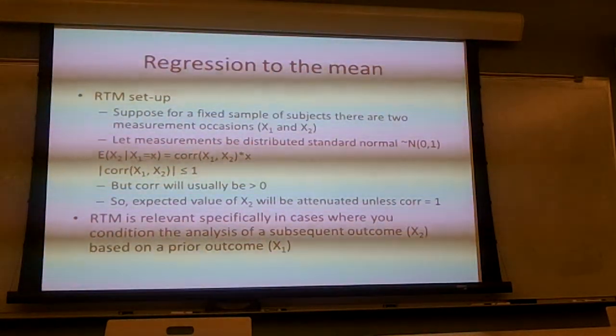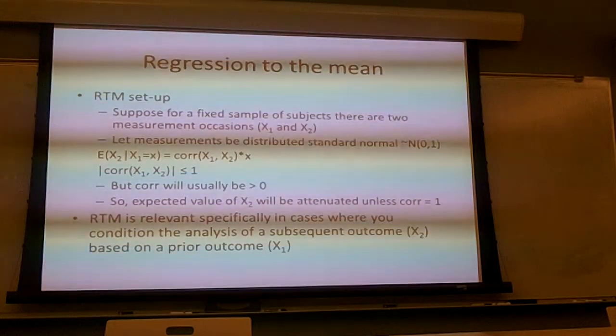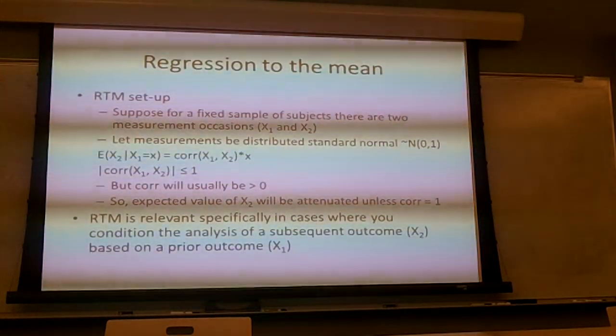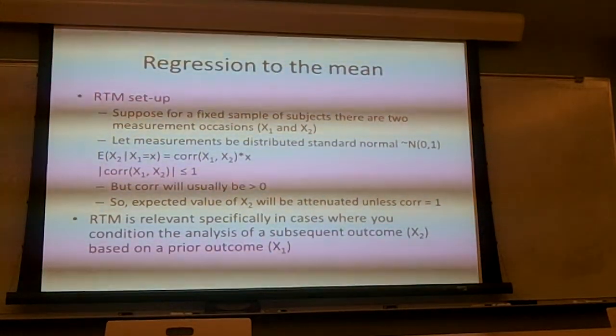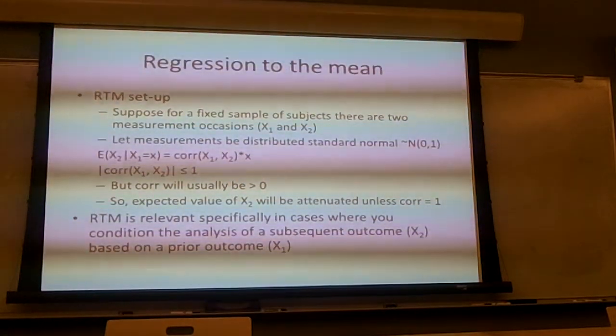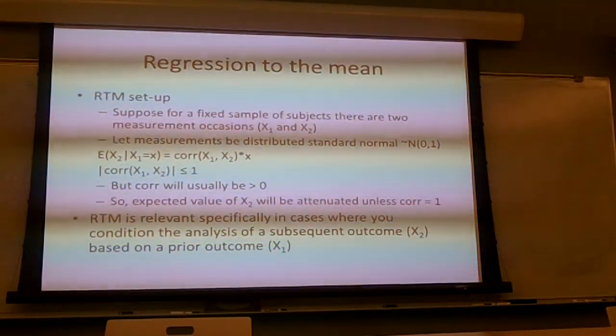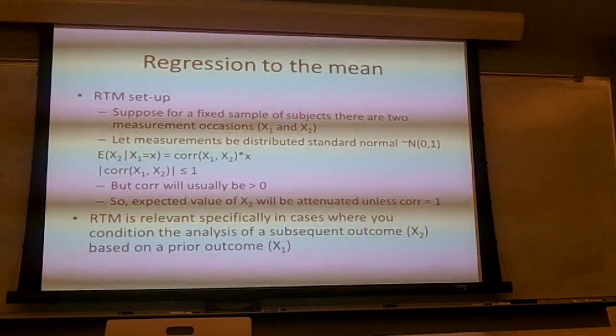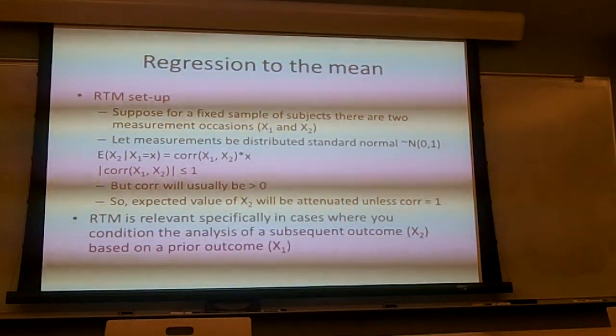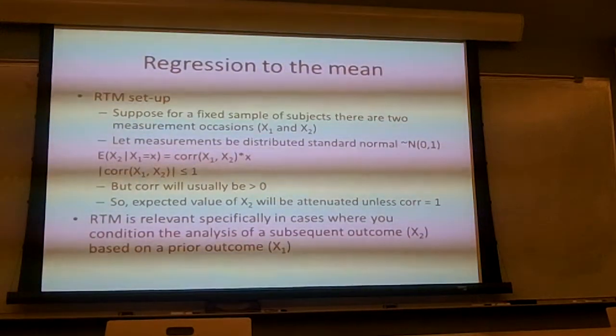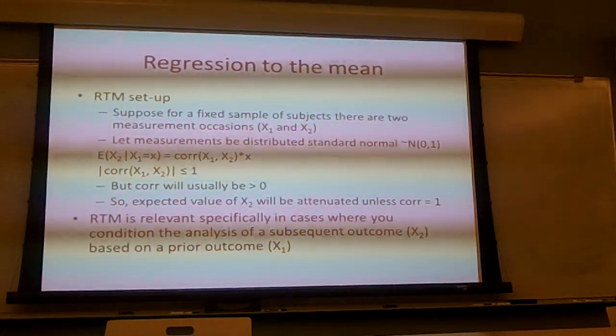So let's get the setup right first. Suppose we have a fixed sample of individuals, of subjects, and we have multiple measurement situations. So tests. I'm giving you a test. Now, my goal is to evaluate your ability to do something, and I'll give you a test now, and I'll give you a test sometime in the future.